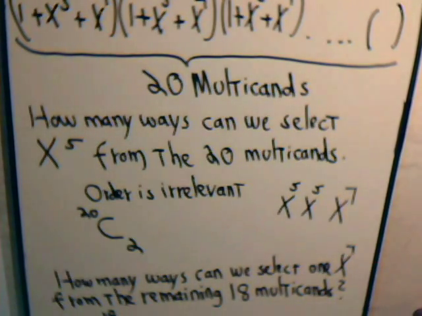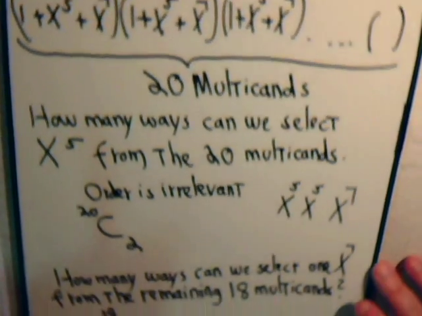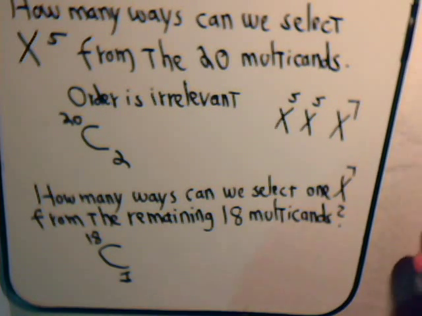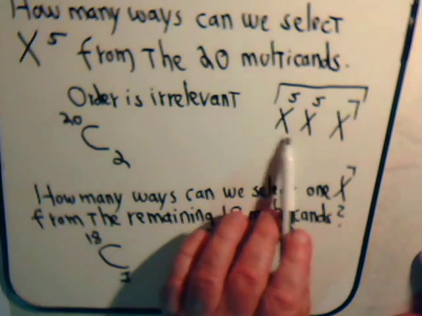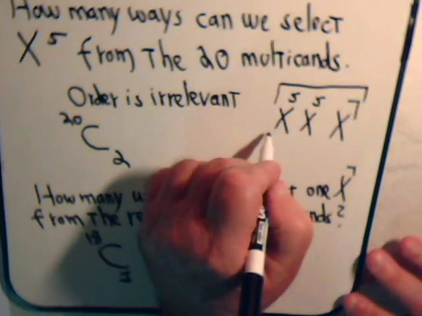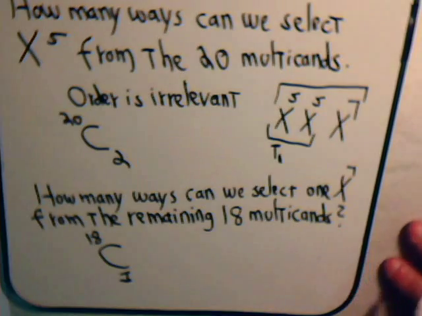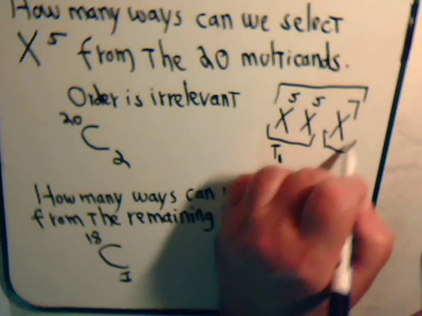Now there are 18 left over, and amongst those 18 that remain, we have to select an x to the seventh from one of them. How many ways can we do that? That's this. So now, the number of ways that we can do this together, well, to get these two, that is task 1. Then we have to select this one afterwards. That's task 2.